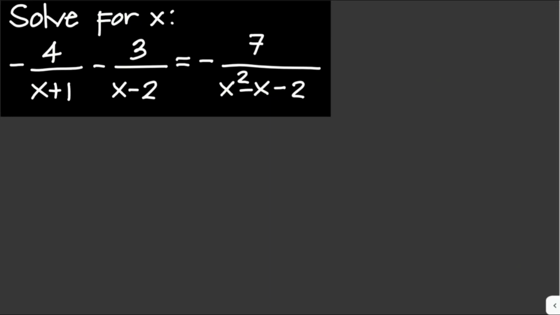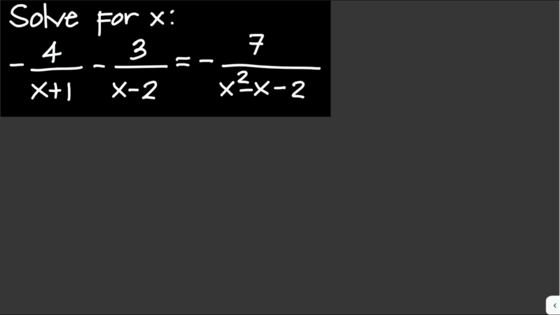Okay, we're given here negative 4 over x plus 1 minus 3 over x minus 2 equals negative 7 over x squared minus x minus 2. And we need to solve for the value of x. So on the right expression, we have a denominator which is a quadratic expression. So we can just factor it, and on the left we can simplify it further.